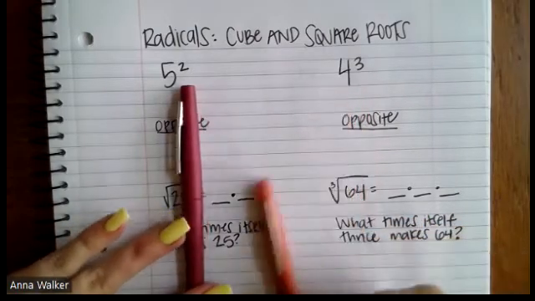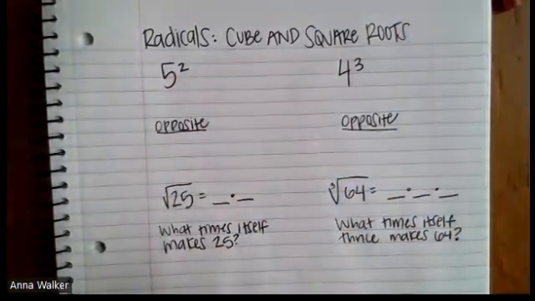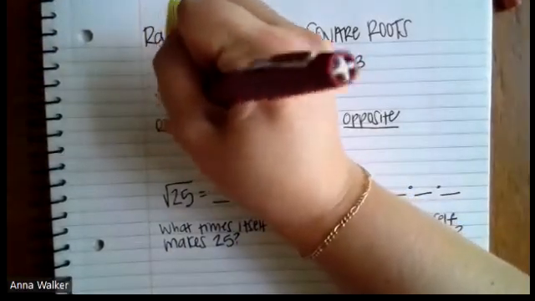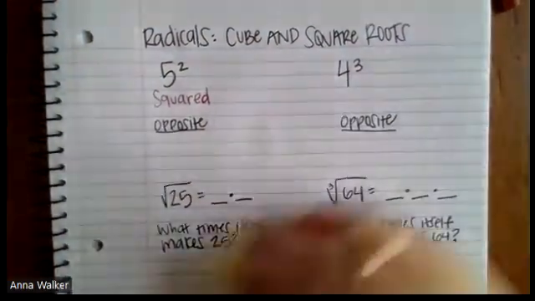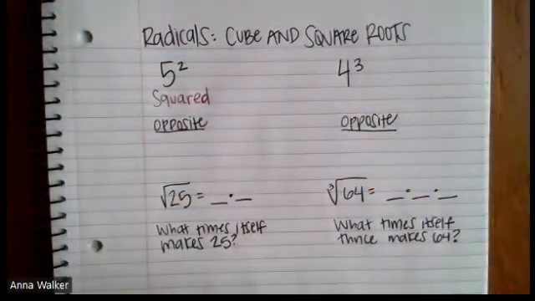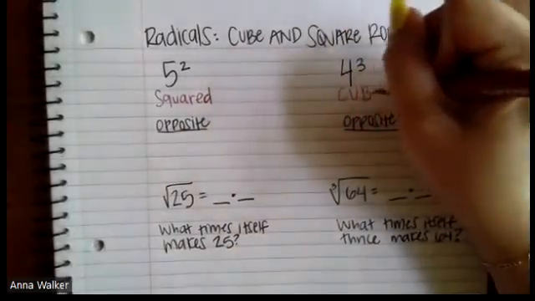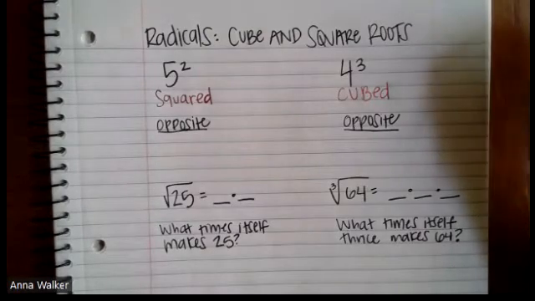So anyways, when we have something to the power of 2, this is another way of saying something squared. So another way of saying 5 to the power of 2 is I could say 5 squared. And when we take something to the power of 3, another way that we can phrase this is something cubed. So instead of 4 to the power of 3, we could say 4 cubed.